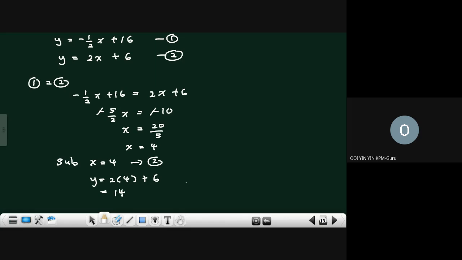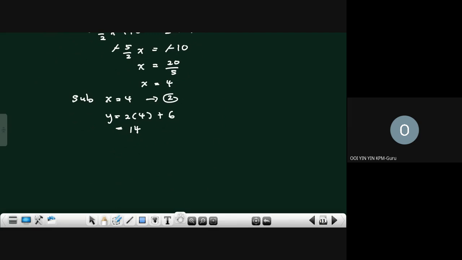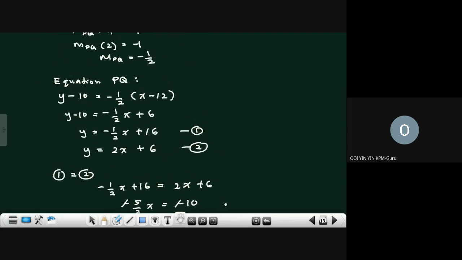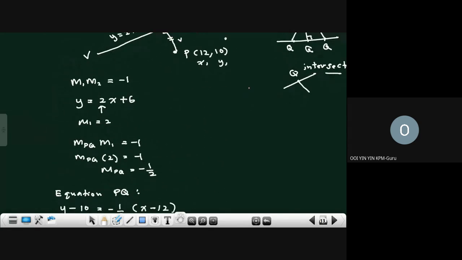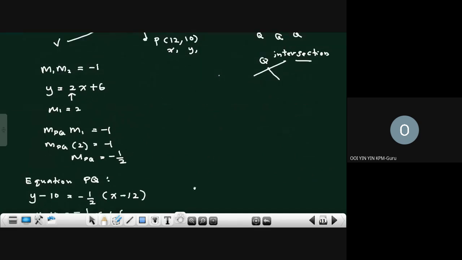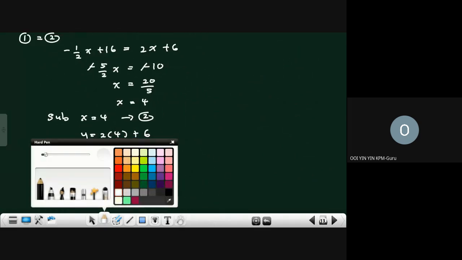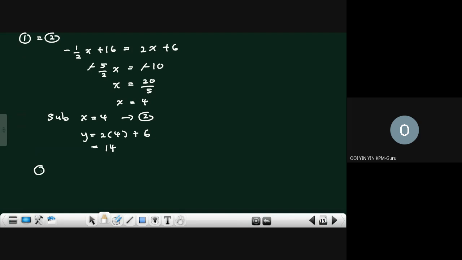Okay, so now you already get your x, you already get your y. But remember the question, read back the question, please. What do you want? Find the coordinate of Q, right? So we must write in coordinate form, which is Q, coordinate (4, 14). So this is the answer.